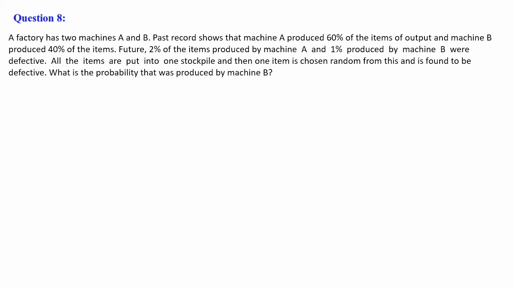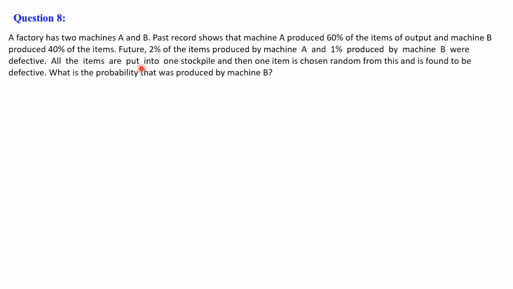This is also quite a simple question, and let's go through the given conditions. A factory has two machines A and B. There are two machines A and B, and records show that the production capacity of A is 60% and the production capacity of B is 40%. And it was again explained here, 2% of the items produced by machine A and 1% produced by machine B were defective. So 60% is produced by machine A. Out of that 60%, 2% was defective, and another 40% was produced by machine B, and out of this 40%, 1% is defective items produced by machine B.